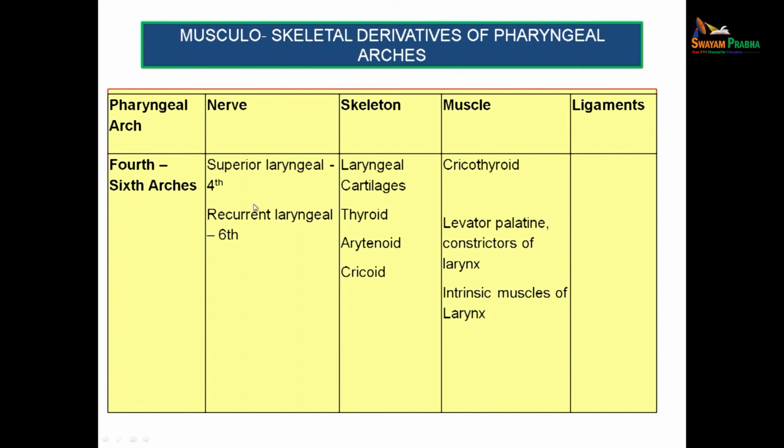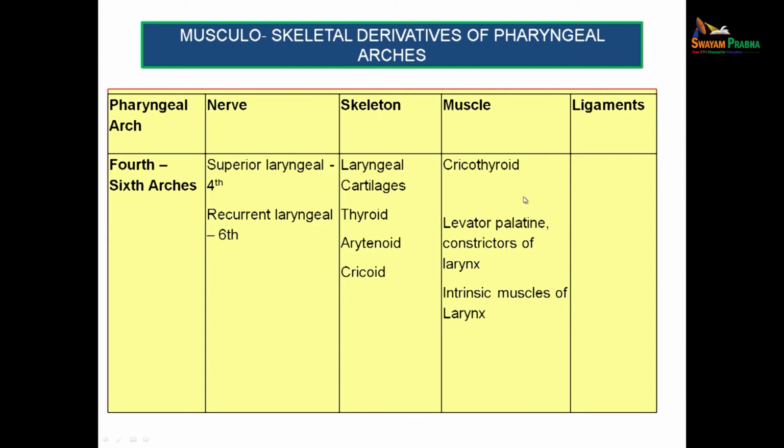What are the skeletal components? From the fourth and sixth arches you have the laryngeal cartilages. Actually the thyroid, cricoid and arytenoid, all these laryngeal cartilages are derived from the fourth and sixth arches. Now about the muscles of the fourth and sixth arches together, you have the cricothyroid, you have the levator palatini, you have the constrictors of the pharynx and you have the intrinsic muscles of larynx. So all these muscles are actually derived from the fourth and sixth arches.